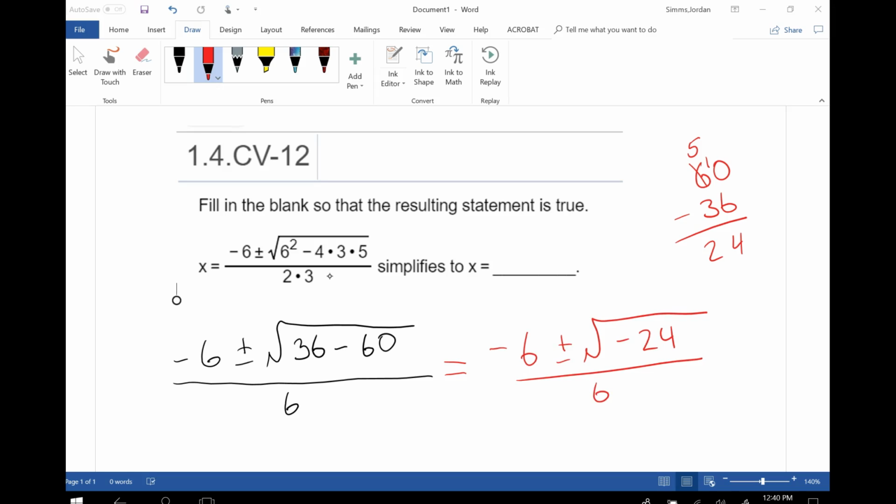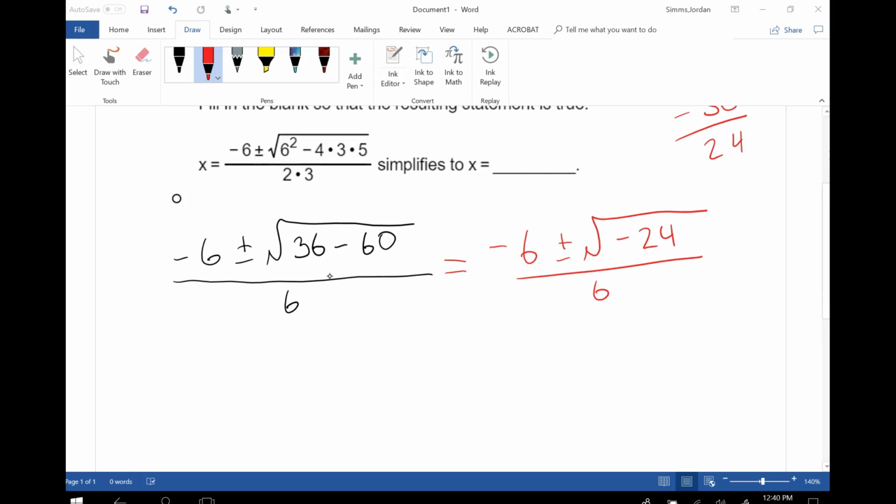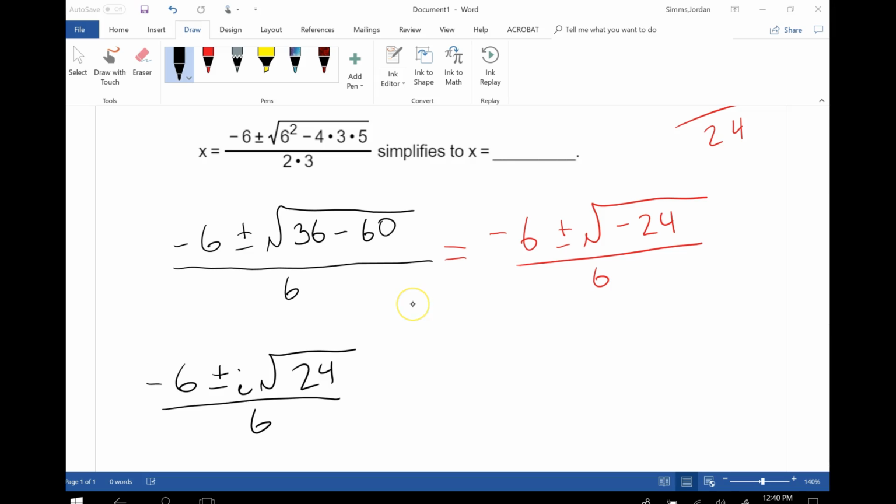Now remember, we can't take the square root of a negative and really deal with any of that stuff. So what we have to do is think about this instead as I root 24. So that's going to be our next step. Let's go back to black. -6 plus or minus I root 24 over 6. Okay, so remember, when you write I, we can make the radicand, the number underneath the radical symbol, a positive, and we can continue to work this out.